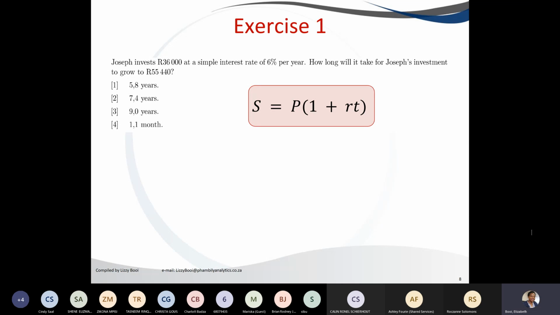Anyone who wants to volunteer to explain to others who don't know how to answer it, so that we don't rely on option 3 or 9 years and they don't know how they got there. Anyone? You can unmute yourself.